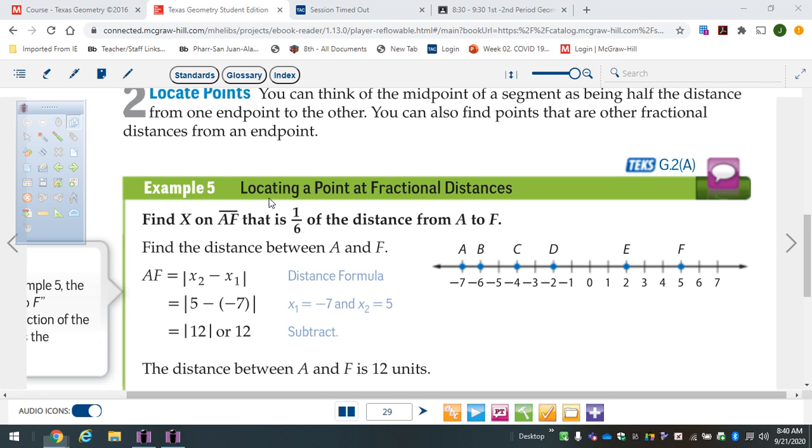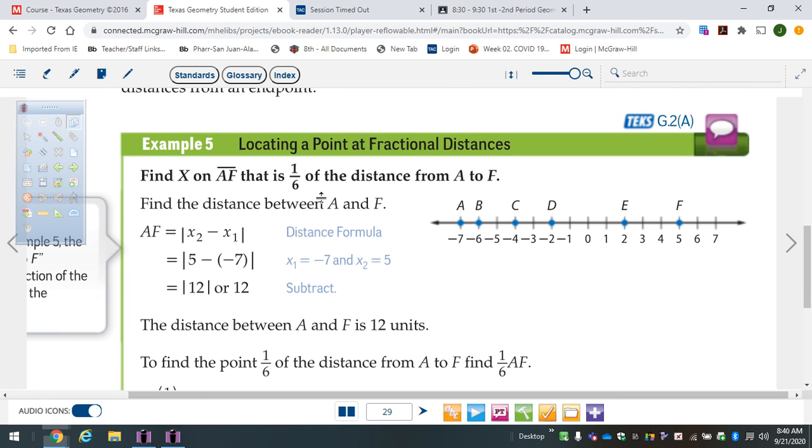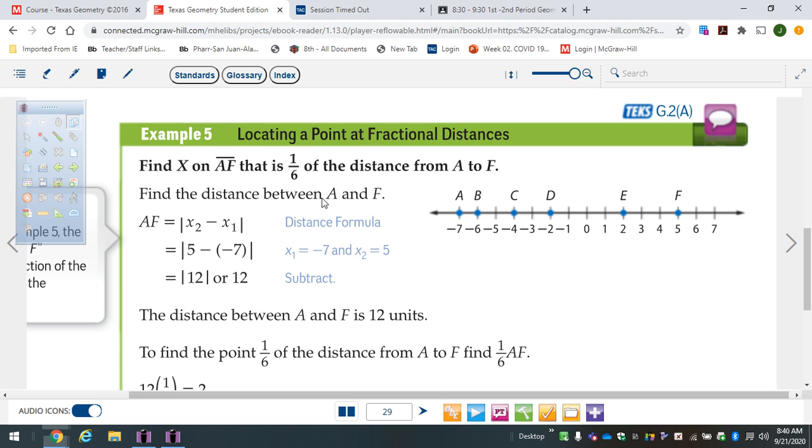Okay, so let's look at this one. This is a fractional distance. This one will come out in your final at the end of the year. It's not too hard. Just make sure you understand what's going on, and it's pretty easy. Okay, so find X on line segment AF that is 1/6 of the distance from A to F.